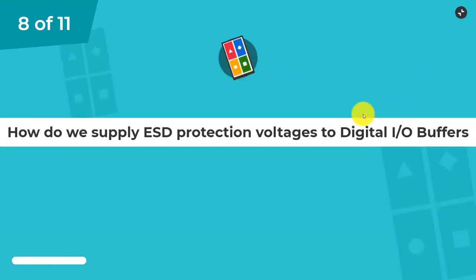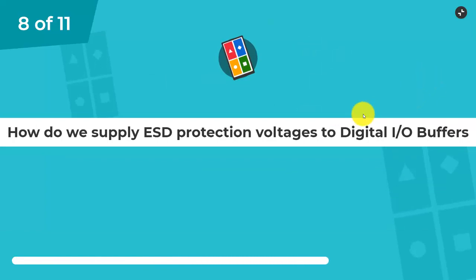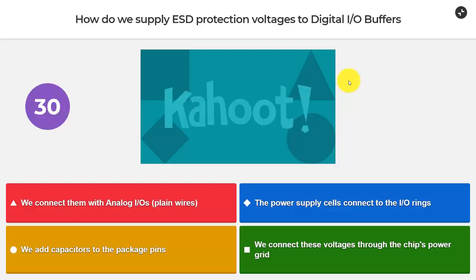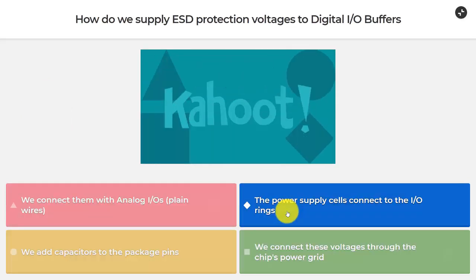Question 8. How do we supply ESD protection voltages to digital I/O buffers? We connect them with analog I/Os, plain wires. The power supply cells connect to the I/O rings. We add capacitors to the package pins. We connect these voltages through the chip's power grid. What are we going to do? The power supply cells connect to the I/O rings, of course.